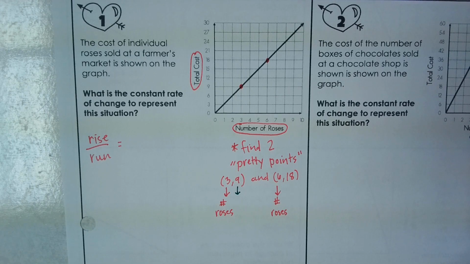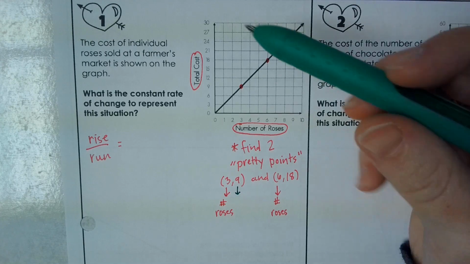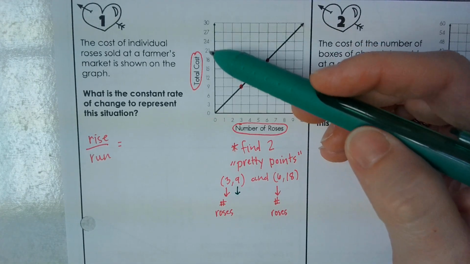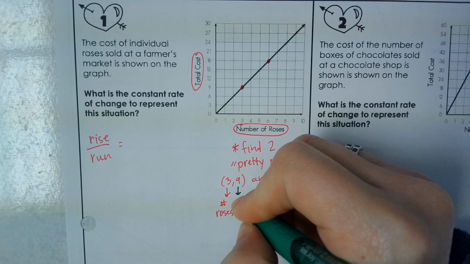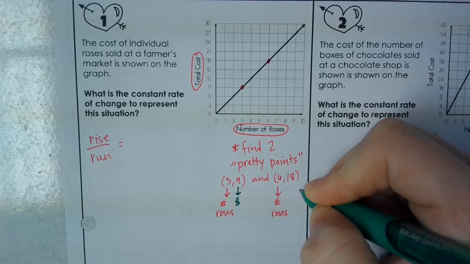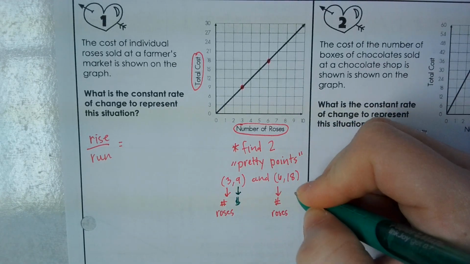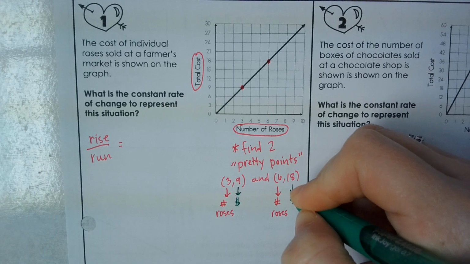What does that 9 mean? What is the Y-axis? We circled it earlier. What kind of numbers are these? What do they represent? Yeah, it's money, right? So this is money, and then the other Y value is money.